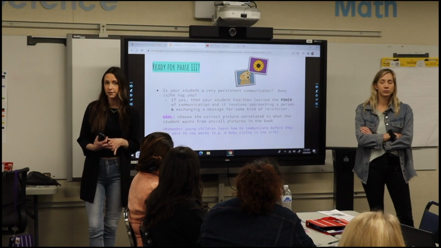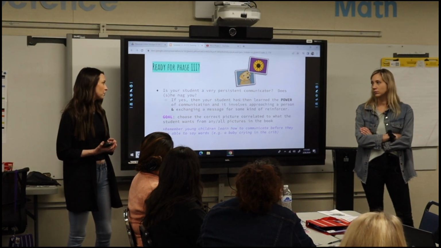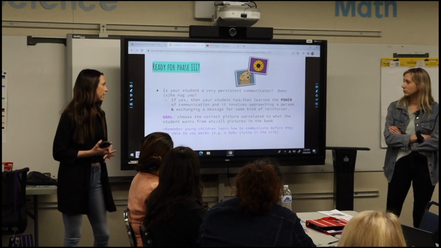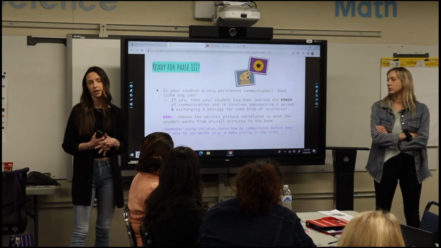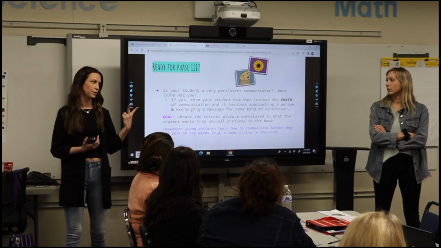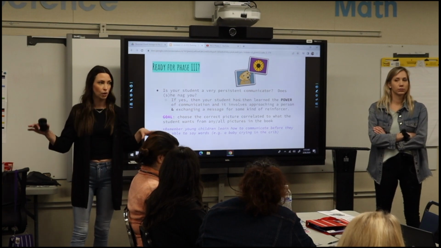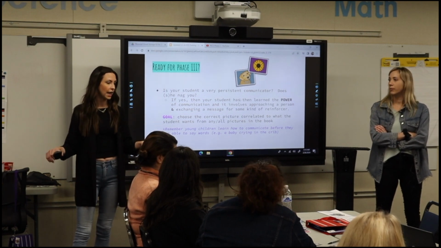The goal of this phase 3A is to choose the correct picture correlated to what the student wants from any or all pictures in the book. Again, we're starting phase 3, starting discrimination. We're going to do 2 pictures. The goal is to eventually have that book full of every and any opportunity.